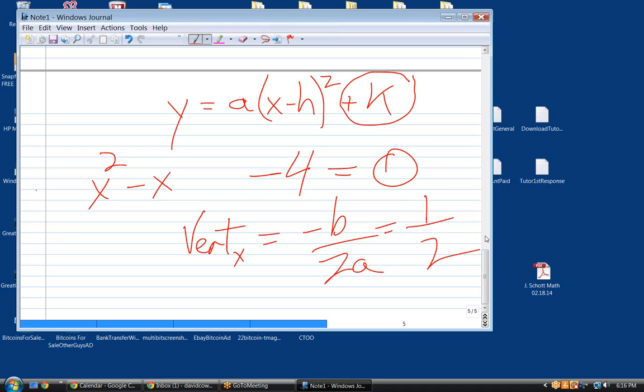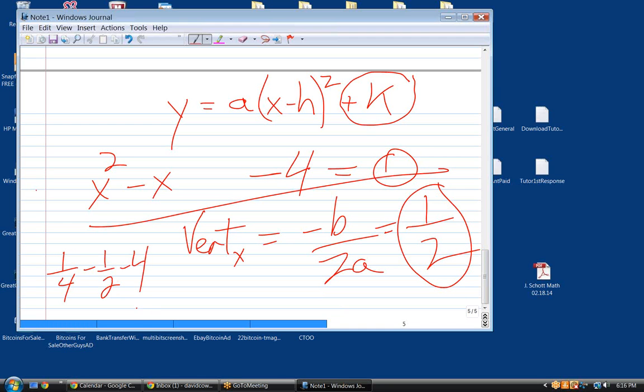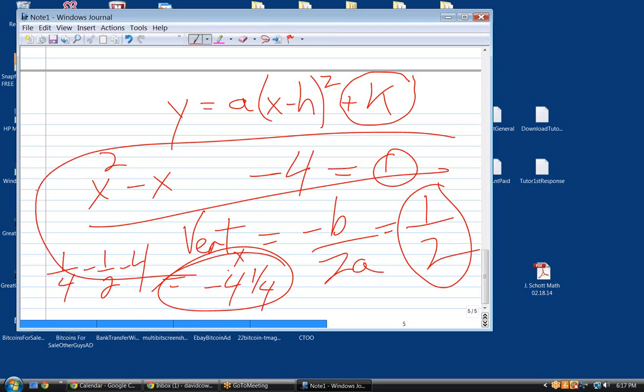Where's the y-coordinate of the vertex? Plug this into the equation for x, and you'll get where y is when x is equal to 1/2. In other words, it would be 1/4 minus 1/2 minus 4. That's minus 4 1/4. So it's almost easier to find the vertex by this method than by completing the square. But she's liable to say, put it into vertex format and find the vertex, so you need to know how to do this method for sure.